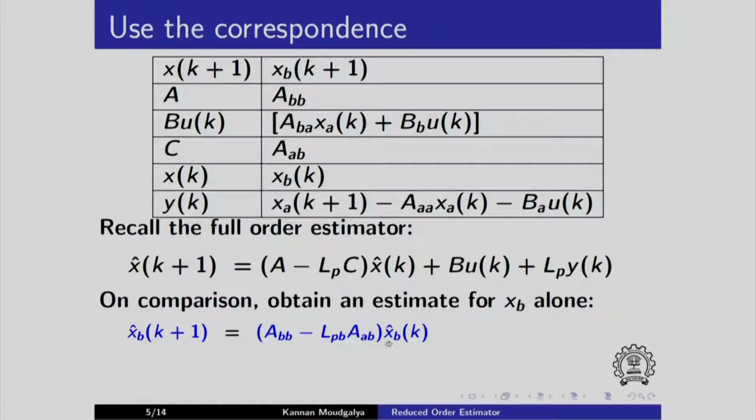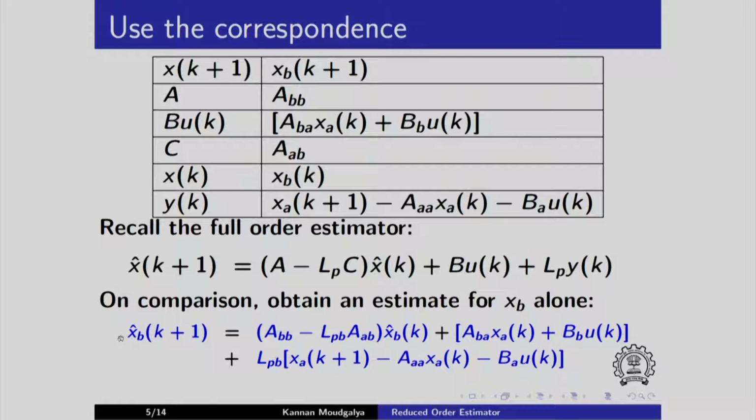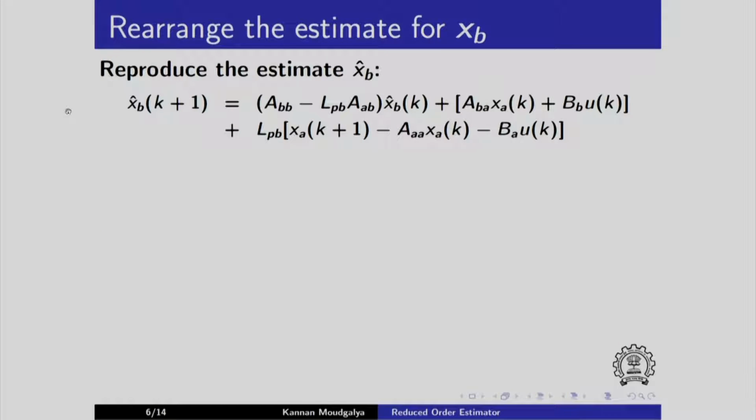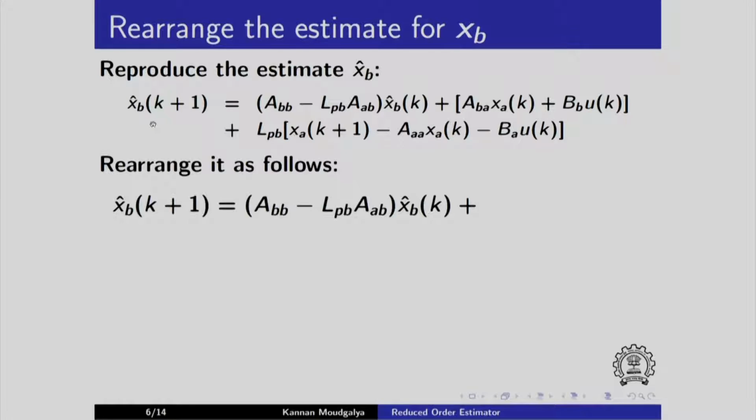In the place of X, I put XB. In the place of BUK, I put this whole thing. Similarly, LP I retain as it is, but put a B here. In the place of Y, I put this whole thing. This is the estimate of XB, so I put a hat here. We obtained this by correspondence. We have reproduced the estimate of XB as given here.